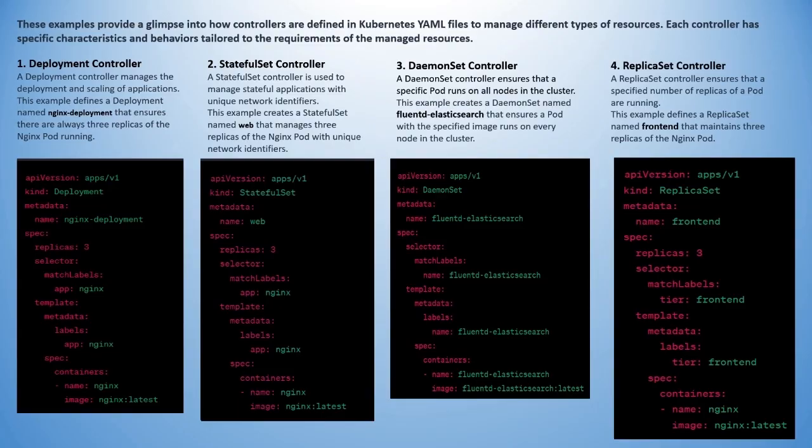These examples provide a glimpse into how controllers are defined in Kubernetes YAML files to manage different types of resources. Each controller has specific characteristics and behaviors tailored to the requirements of the managed resources.